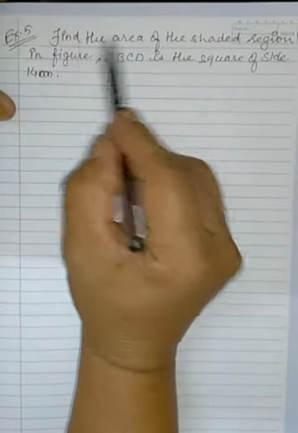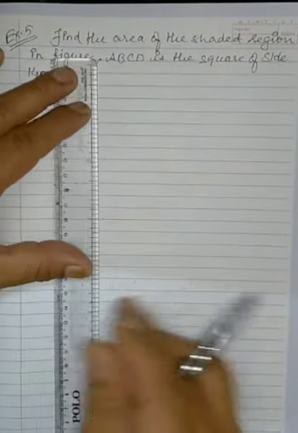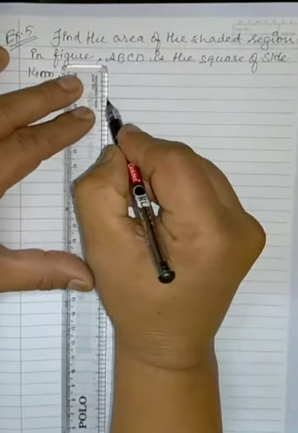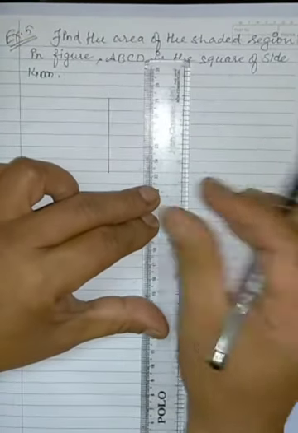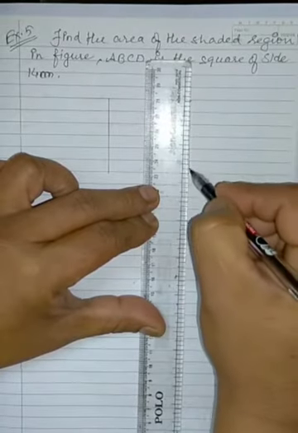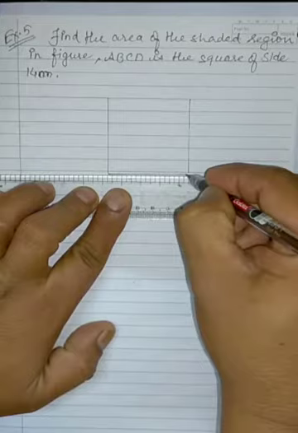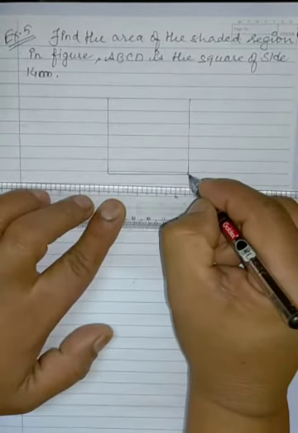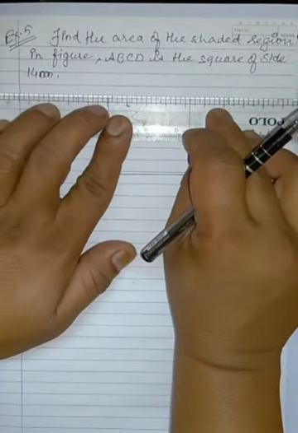In example number 5, we have to find the area of the shaded region which is given in the figure, where ABCD is the square of side 14 centimeter. So let us draw the figure for the square. So here we have a square of side 14 centimeter.